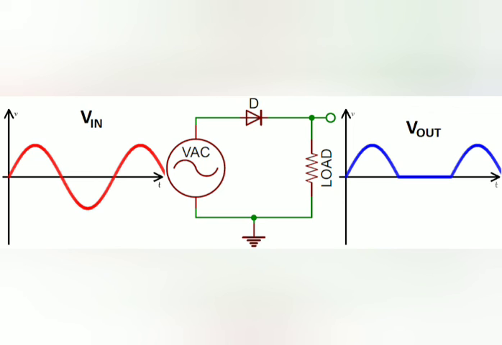So this is the very basic application of the diode, that is rectification. There are also various applications of diode. All these applications use the very simple concept that the diode conducts only in the forward bias.